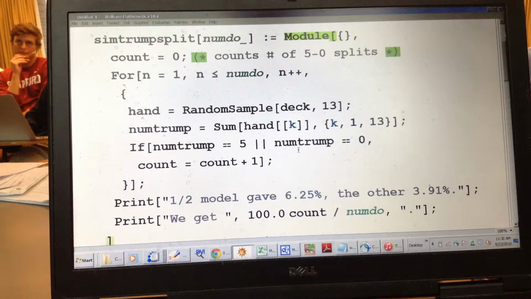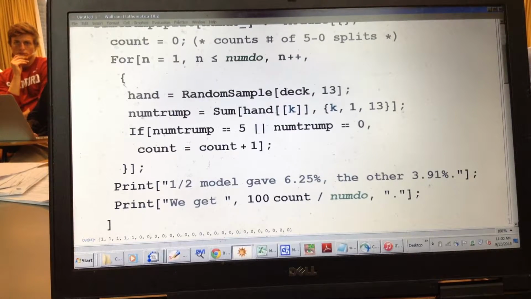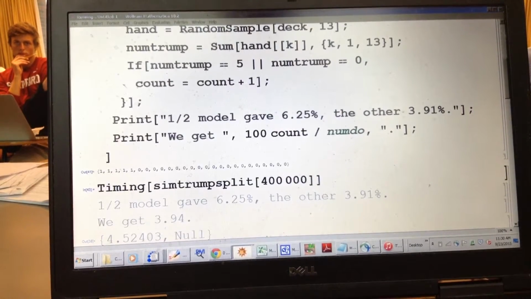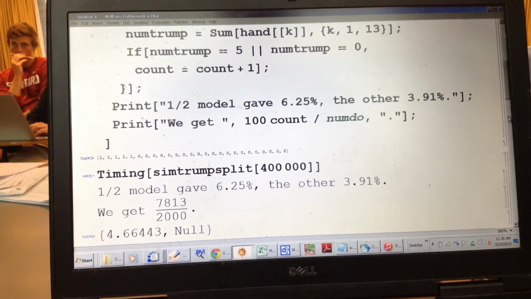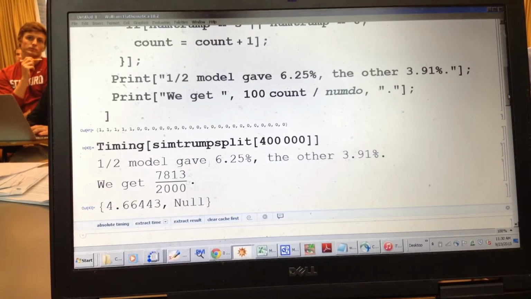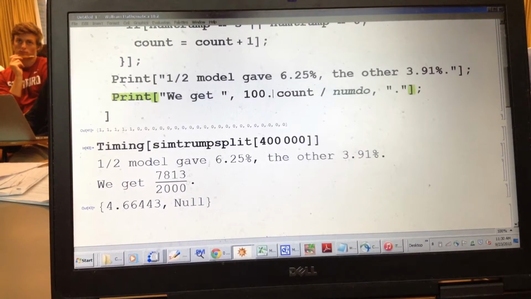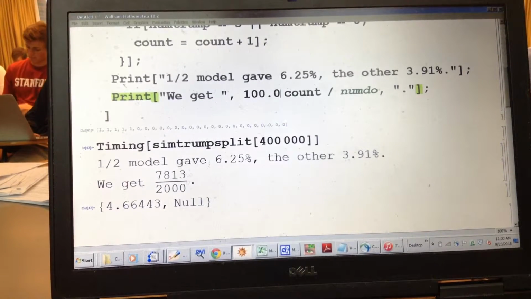Typically in problems like this, you want to have some kind of counting variable. If I did not put the point 0 here, if I just did 100 times count and ran this again, this should take about 4 seconds, and you should see the difference. We get the answer 7,813 over 2,000. To me, this is not that meaningful. And then you just have to do some addition. This is why you typically put in the 0.0, because that will convert it to a real number and not leave it as a rational number.